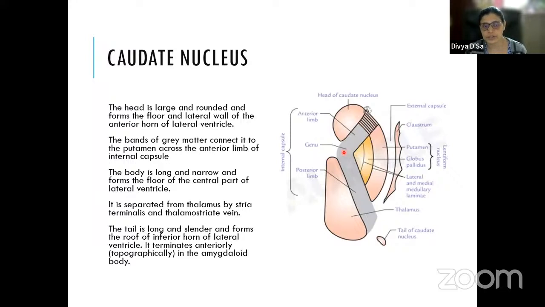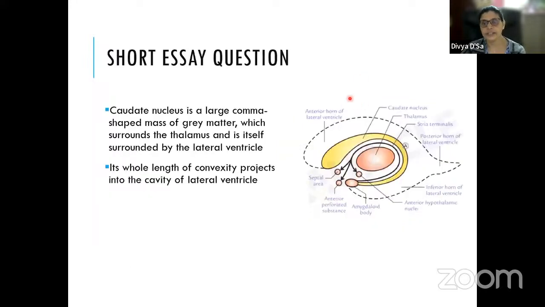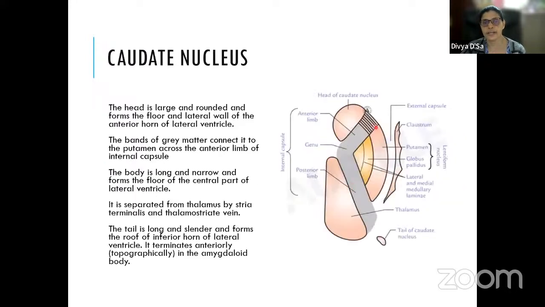Now, the caudate nucleus has parts: a head, body and tail. The head is the large part. Here, this is the head portion, this is the body, and this is the tail portion. The head is large and rounded and forms the floor of the anterior horn of the lateral ventricle, and its lateral wall.